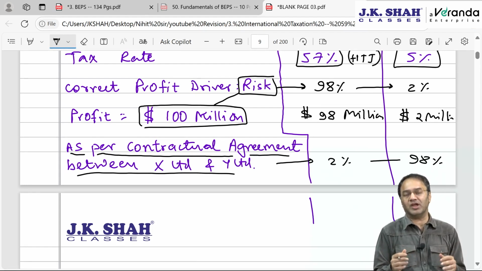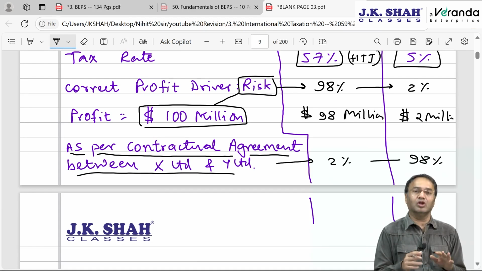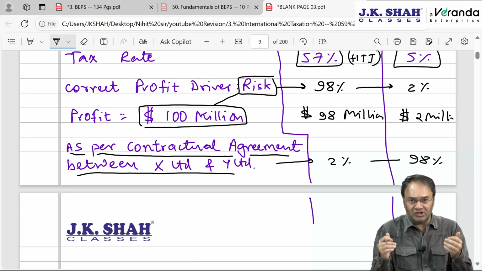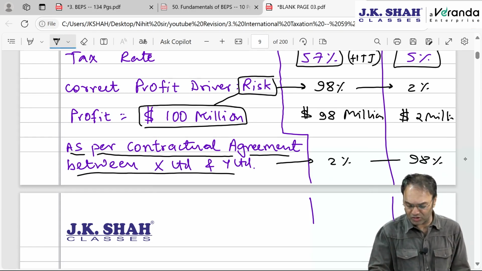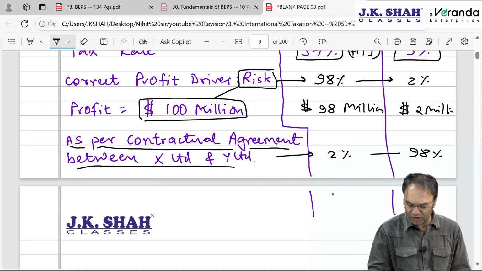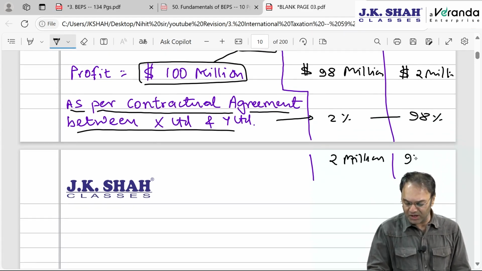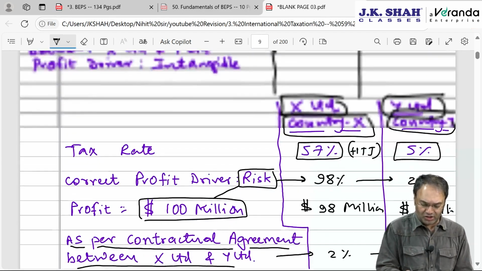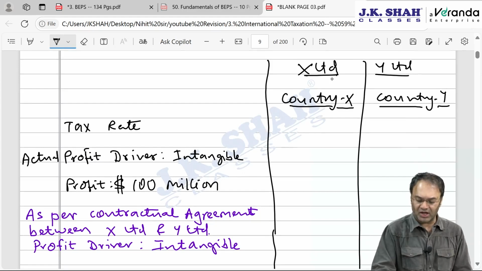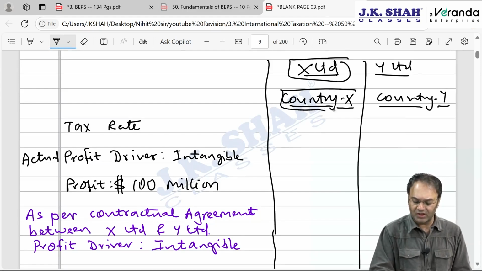Now this can very easily be manipulated on paper or in books of accounts, because there are no parameters to decide who is bearing how much risk. Who will tell us that X Limited is bearing 98% risk and Y Limited is bearing 2%? There is no one to tell us. In such a situation, they will show only $2 million profit in country X, offered to tax at 57%, and $98 million in country Y. This is one type of manipulation. Another type of manipulation is this way. X Limited is located in country X, Y Limited is located in country Y, same parameters, same example.